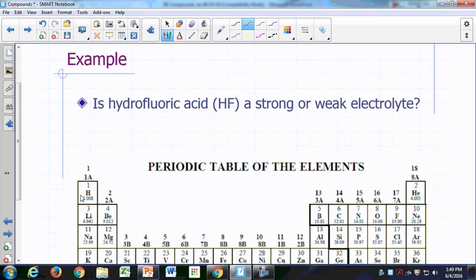Finally, is HF, hydrofluoric acid, a strong or a weak electrolyte? It's a weak electrolyte. Why? You know it's an acid, and most acids are weak electrolytes, with the exception of the 6, and this is not one of the 6 strong acids. This is not one of the 6 acids that are considered as strong electrolytes.